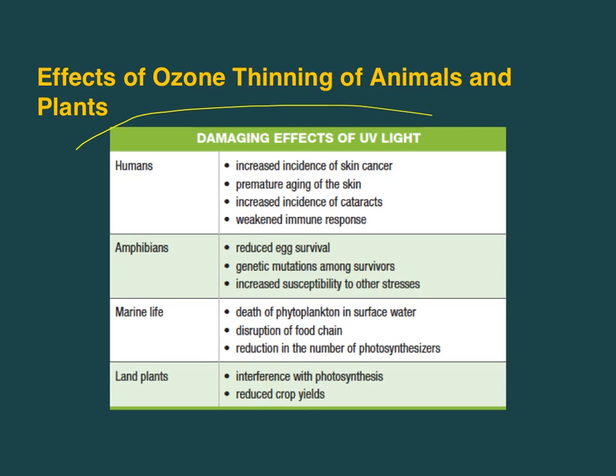So this kind of sums up, I think you have this in your notes, the major effects of UV light. Something to kind of keep an eye on, kind of go through these things. Humans: increased chance of skin cancer, premature aging, increase of cataracts, which is an eye issue, and even a weakened immune response because our bodies are not used to dealing with all the UV light. Amphibians: we see less survival in eggs because the survivors' DNA is getting mutated, getting changed, which means they might get changed to the point where they cannot survive. Phytoplankton die for marine life, which disrupts the food chain, reduces photosynthesis, and for land plants, it again messes up photosynthesis and reduces crop yield, so the plants are not as healthy.